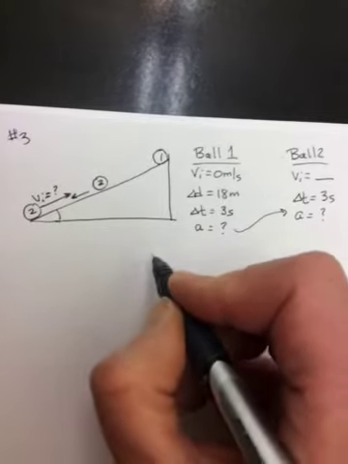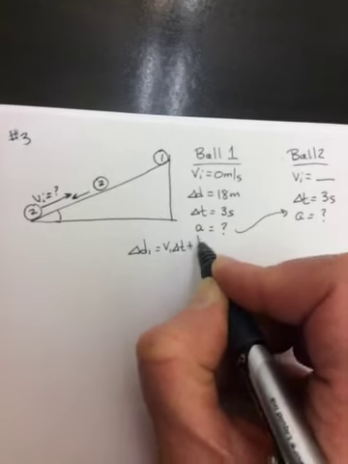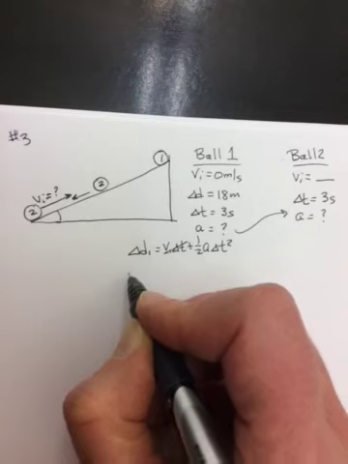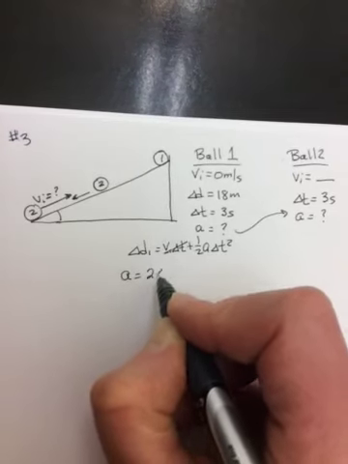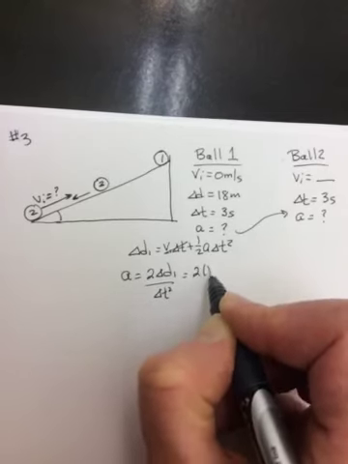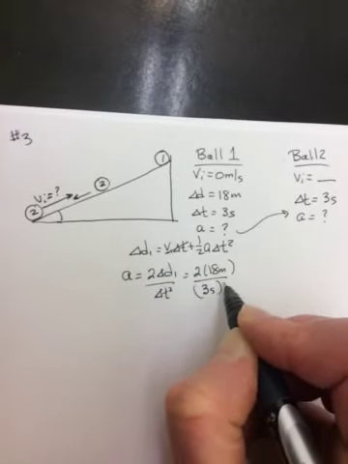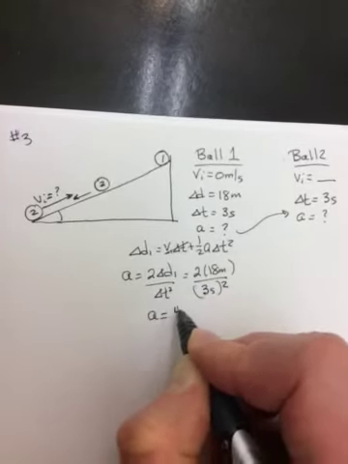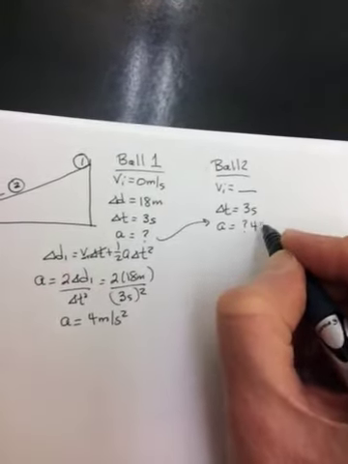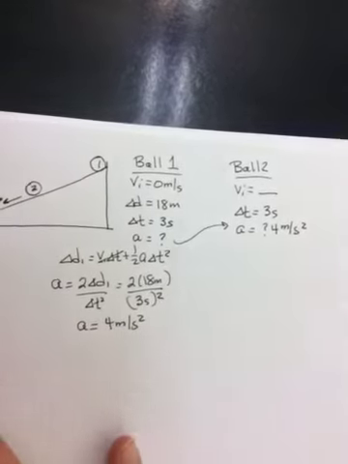So we can find the A for ball 1, because we know delta D1 is equal to VI delta T plus 1/2 A delta T squared. This goes to 0. Rearrange for A: multiply both sides by 2, divide by T squared. So 2 times 18 is 36, divided by 3 seconds squared, which is 9. 36 divided by 9, A is 4 meters per second squared, which means the A for ball 2 is 4 meters per second squared.